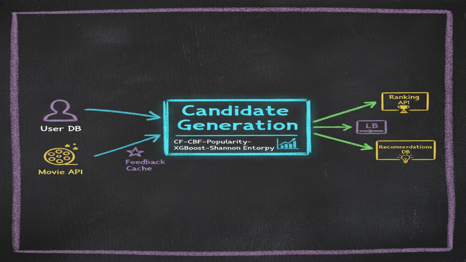For ranking, we use a gradient boosting model, like XGBoost, to predict the probability of a user interacting with an item. Features include user history, item attributes, and context. To balance exploration and exploitation, we use an Epsilon-Greedy strategy, where we randomly recommend a new item with probability epsilon. A common mistake is focusing solely on accuracy. We must also consider diversity.